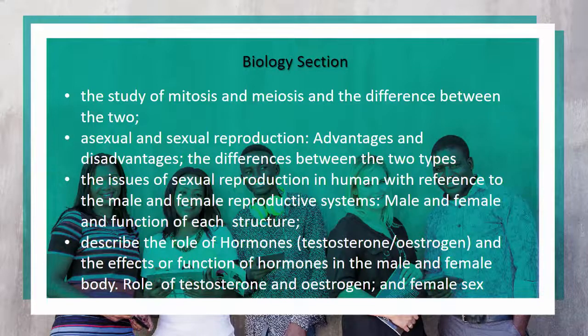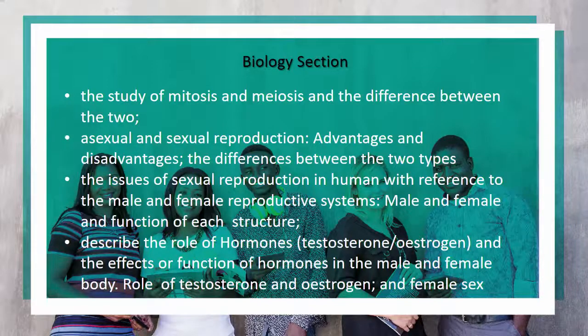When you read through these sections, you obviously also get an idea of defining some of the concepts as you go through the content. The section focuses on the study of mitosis, meiosis, and the difference between the two. Obviously, I think you are now aware that you will always be asked to differentiate between the two. Asexual and sexual reproduction, the advantages and the disadvantages, the difference between the two types, the issues of sexual reproduction in humans with reference to the male and female reproductive systems, and the function of each structure.